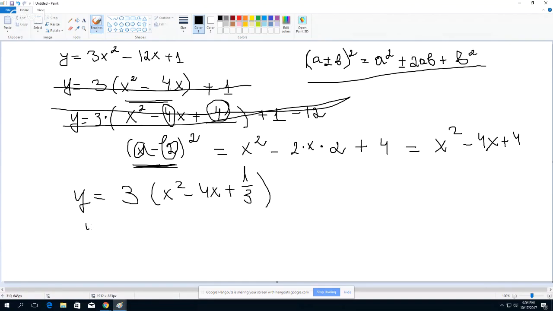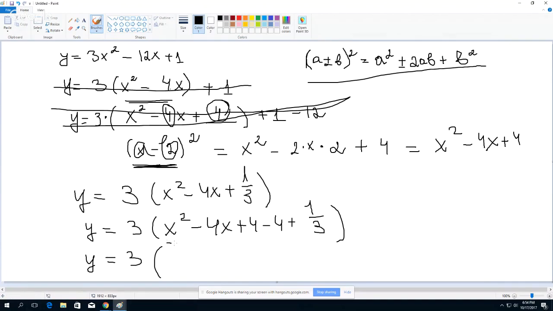Okay. Now let's add, like we did, 4 to make a full square: minus 4x, and then plus 4. But now we need to subtract 4 because we are adding 4. Okay, this one is more understandable. Now we have y equals 3. Now we make a complete square from this, and we know that it's x minus 2.